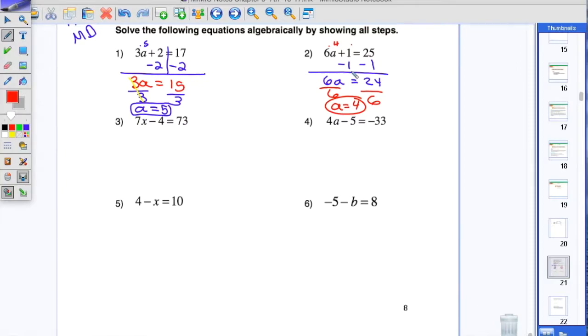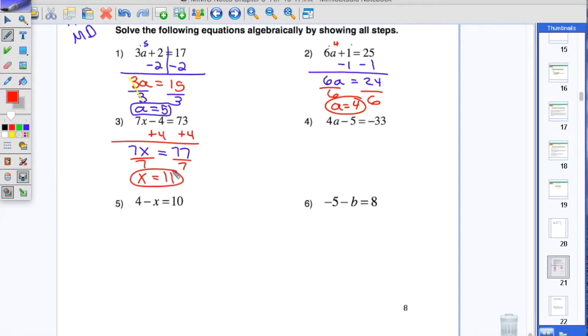Number 3, we have 7x minus 4 is equal to 73. Let's add 4 to both sides. Then we're left with 7x is equal to 77. Divide both sides by 7. So x is equal to 11.